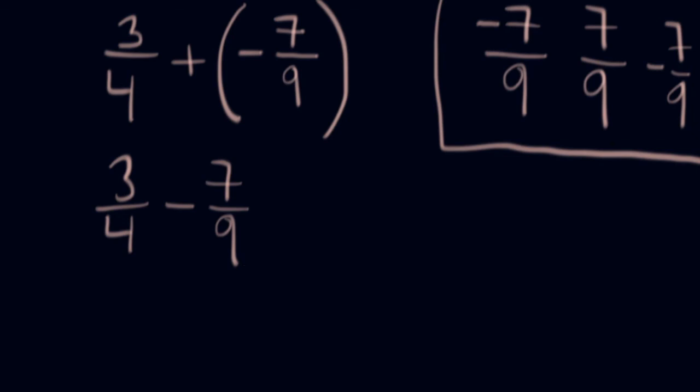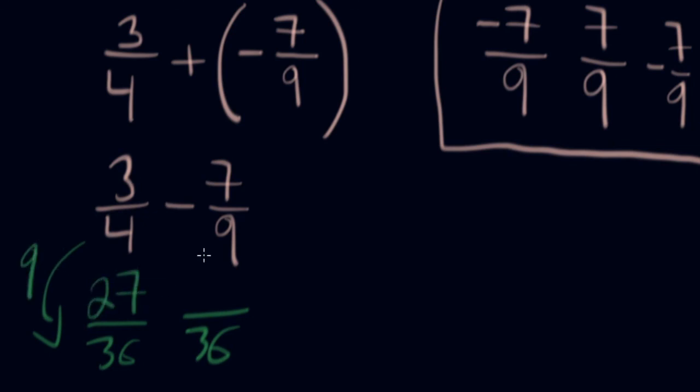So 9 and 4, what are you thinking is the LCM? 9 and 4, hopefully you are thinking 36. So we're going to put this over 36. And 4 times what is 36? 9, right? So that 9. So 3 times 9 is going to be 27. 9 times 4 is 36.